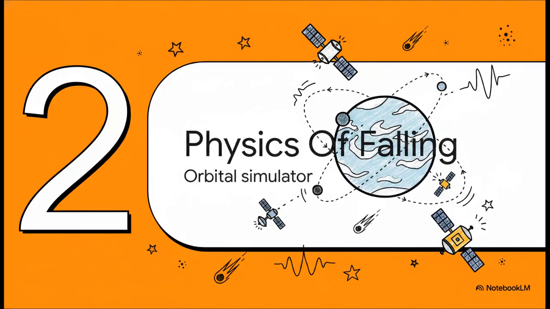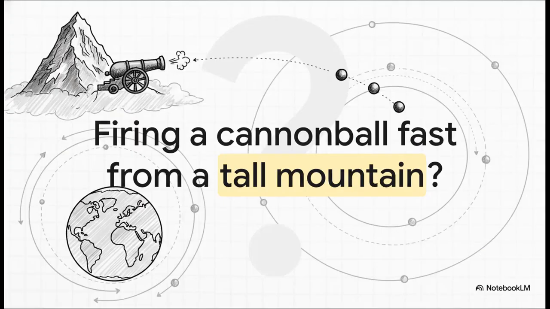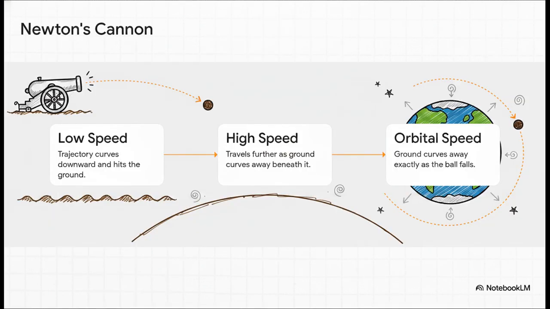Phase 2, the physics of falling, mastering the orbital simulator. To truly understand what an orbit is, we have to look at Newton's absolute genius of a thought experiment. Imagine a mountain so unimaginably high that its peak pokes right out above the Earth's friction-heavy atmosphere. Now, what happens if you fire a cannonball horizontally from the very top of that mountain, faster and faster? What's really interesting here is what this reveals about orbital mechanics.